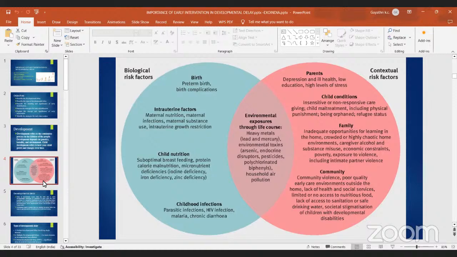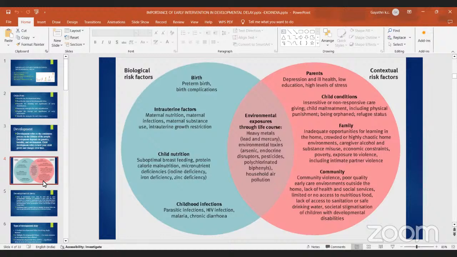Next is the family. In the family, if the child is not receiving adequate opportunities for learning at home, if they are not allowing the baby to explore, it can also lead to developmental delay. A crowded or highly chaotic home environment, where the baby is not getting much attention, is also one of the causes. The community is the same. The community is also one of the factors, and it is the main factor for the early care environment, which gives so much attention. It will give a nice result. If it is not giving that, it can also lead to delay. And then one is the environmental factor. What is meant by environment?